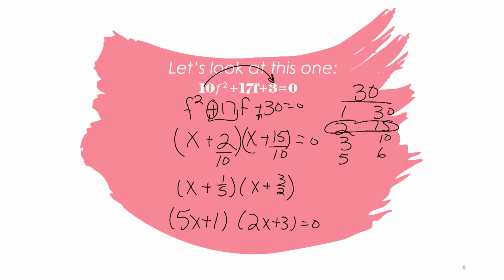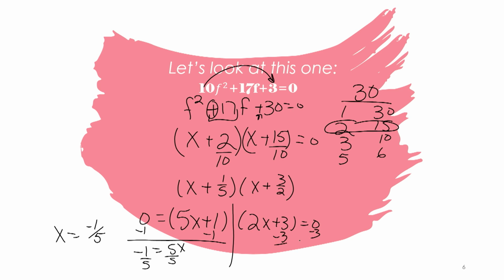I want to take each one of these and set them equal to 0, and then isolate that variable by opposite operation, so I'm subtracting. So -1 equals 5x. I divide. So x equals -1 over 5. Now let's go to this other side. I'm subtracting 3 on both sides. 2x equals -3, divided by 2. So my x equals -3 over 2.